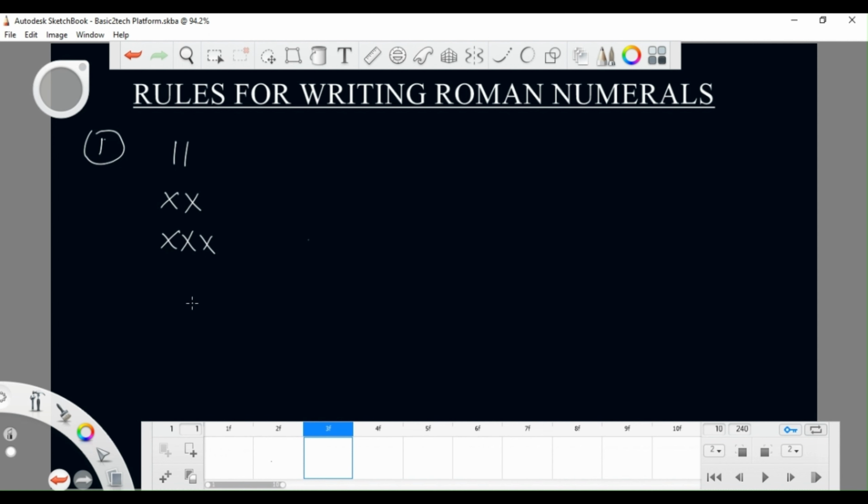So we cannot have XXXX. This is a no-no. So a symbol can only be repeated up to 3 times. And when you have II, it means 2. You have XX, that is 10 plus 10, that's 20. Where you have XXX, that is 10 plus 10 plus 10, that is 30. So rule number one, the value of the symbol can be repeated up to 3 times. That is rule number one.